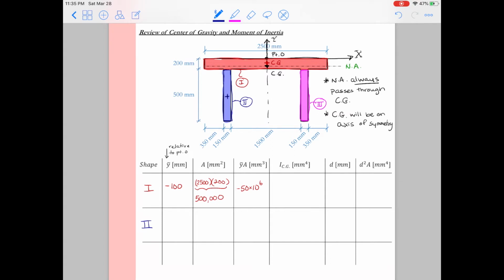Now I have to repeat this for shapes 2 and 3. So if you want to give this a try on your own, go ahead and pause the video and fill out the table. Fill out these columns for shape 2 and 3. Otherwise, you can follow along.